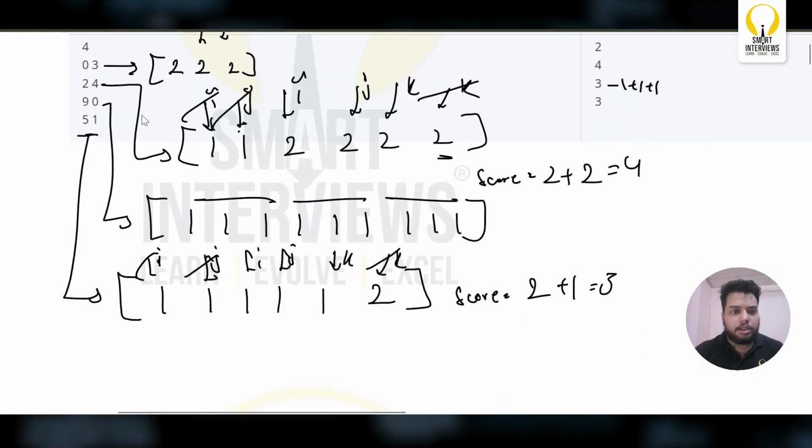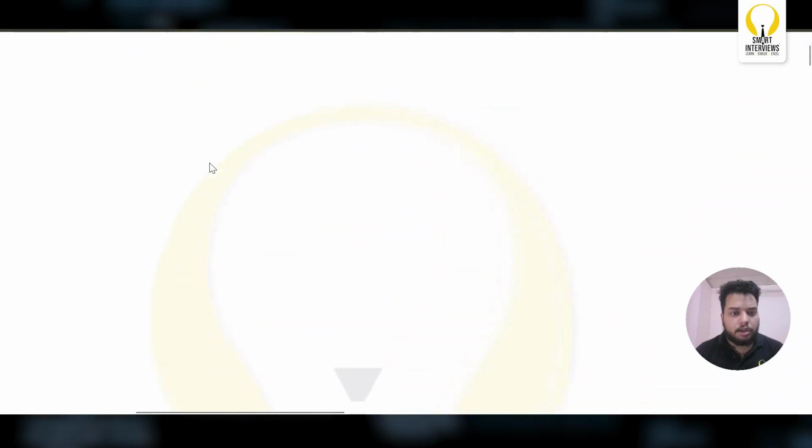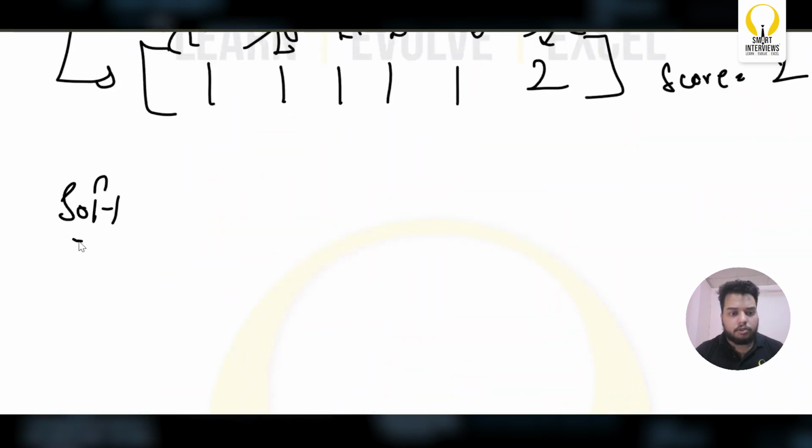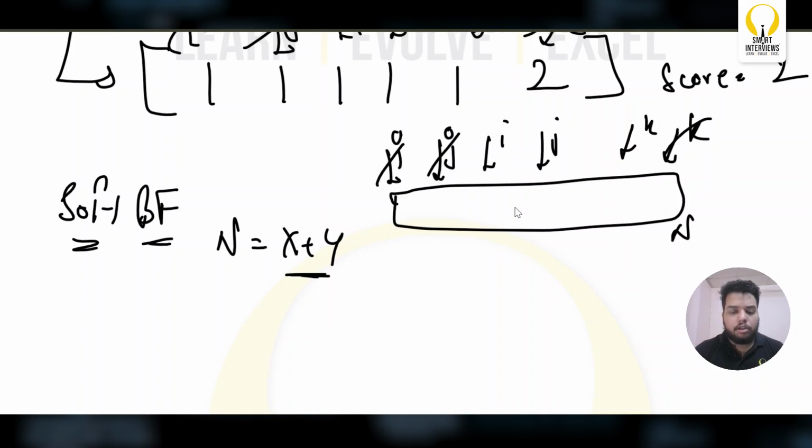So basically you can just replicate what I have done here, because the constraints are very small. You can take a brute force solution: take an array of size n equal to x plus y, take i and j pointers at the starting and the k pointer at the ending. Obviously k is going to give our answer. Then move your i and j pointers, then move your k pointer. You can do it this way.